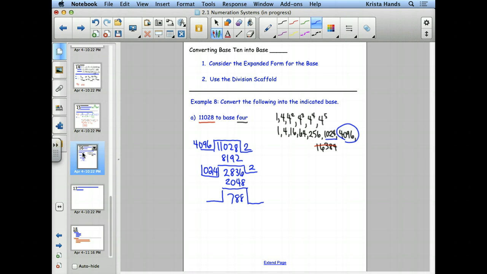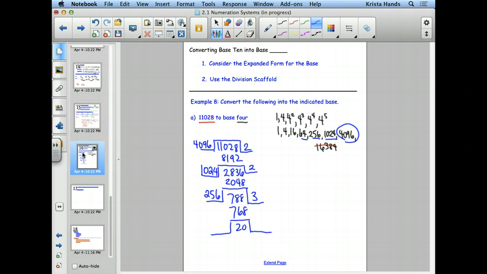Okay. So 256 is next. How many times does 256 go into 788? I think we finally have something that's not 2. 3. What is 3 times 256? 768. And we'll use our next power, which is actually, oh, I'm sorry, I didn't subtract yet. What is the subtraction here?